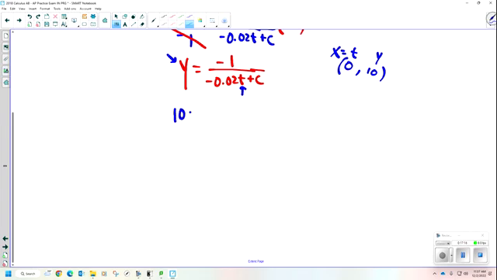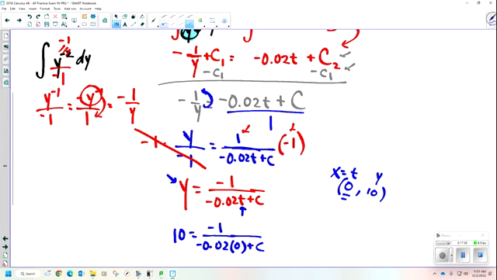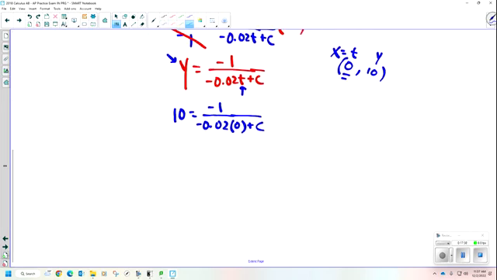So 10 equals -1 over -0.02, and t, or x, is actually 0 plus c. Anytime I multiply something times 0, it goes bye-bye. So 10 equals -1 over c.